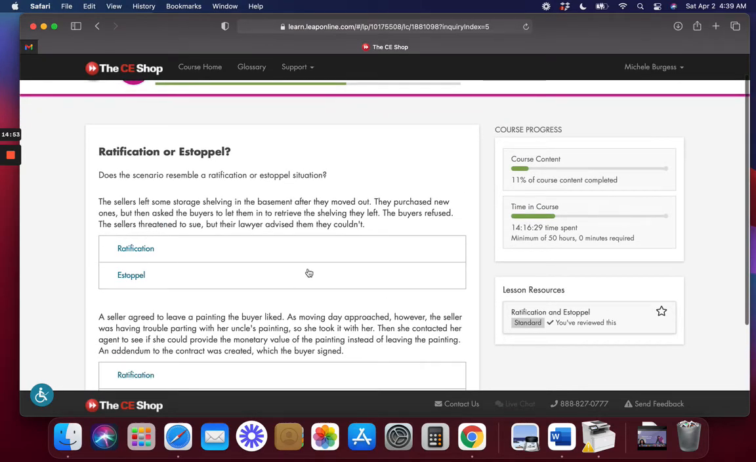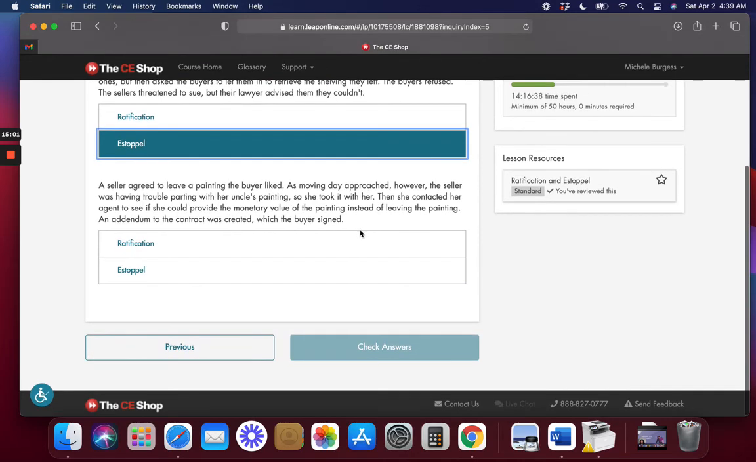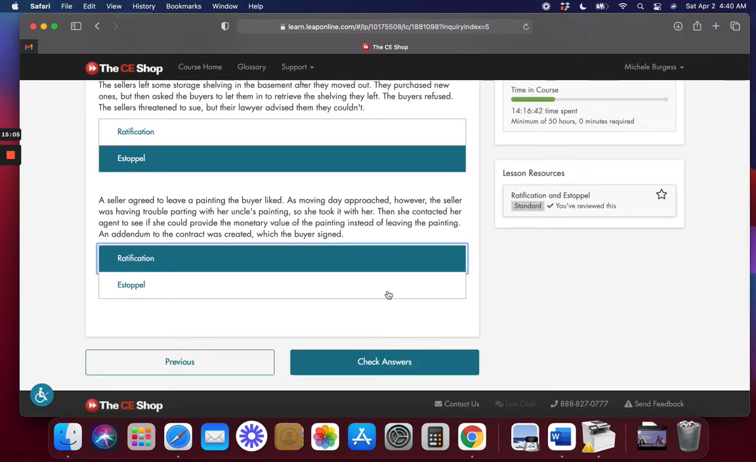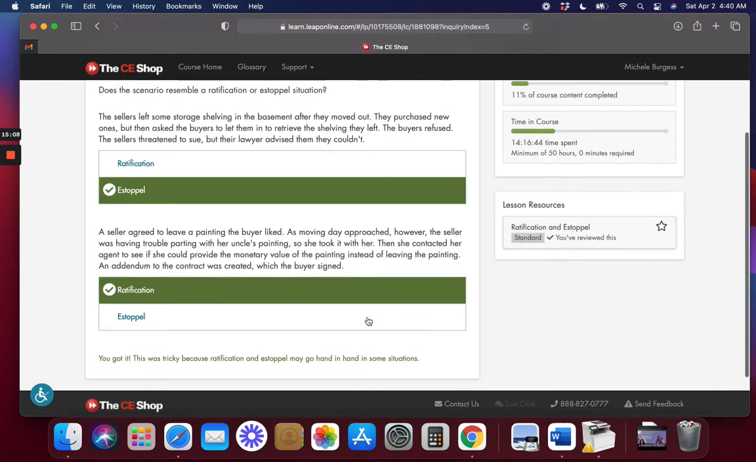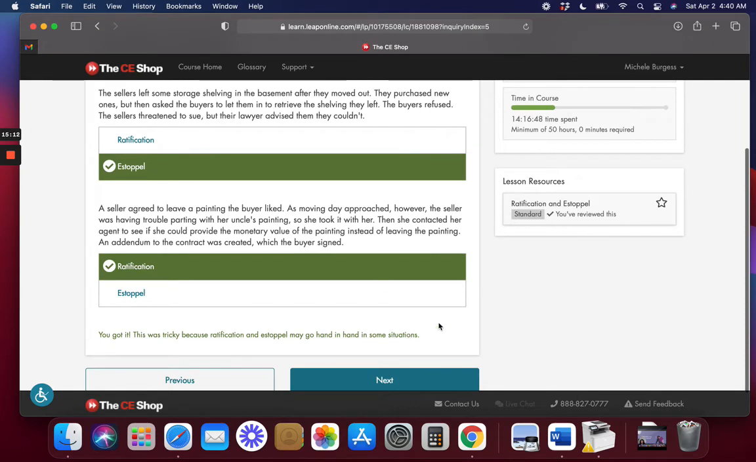So this one would be estoppel because the lawyer advised them they couldn't. The sellers threatened to sue, so you're changing legal stuff. This one here is just a ratification about a painting. Yeah, it's a little tricky. Sure is. If you need a screenshot, there's your screenshot.